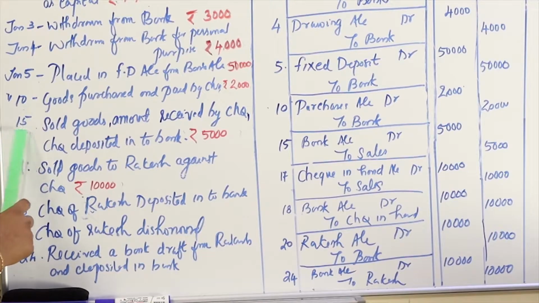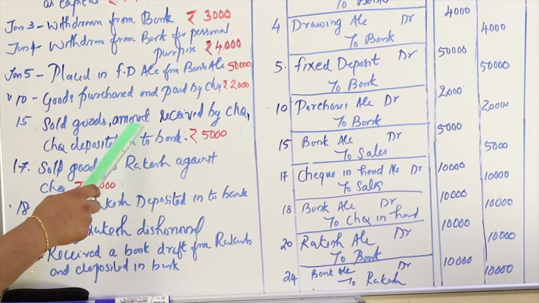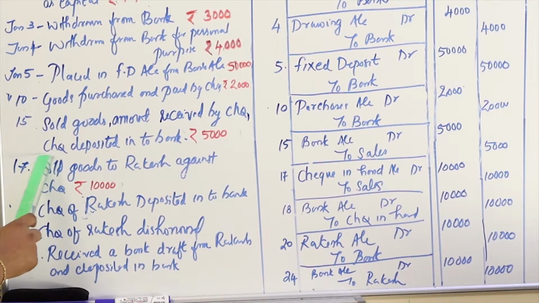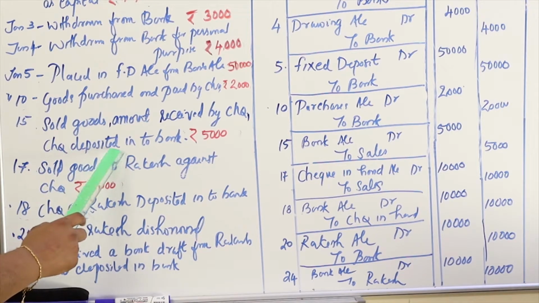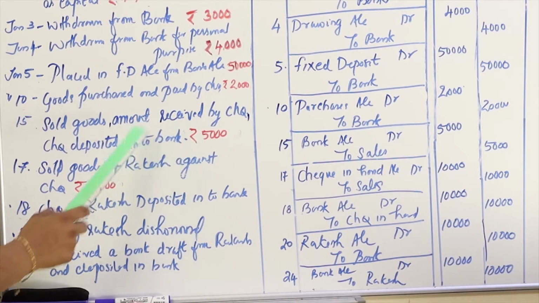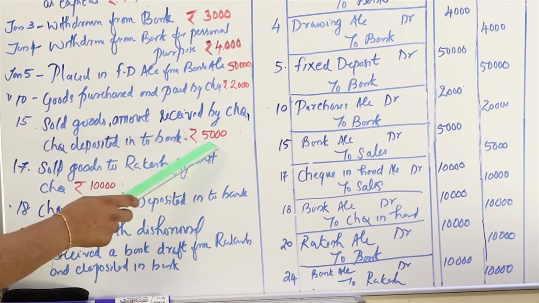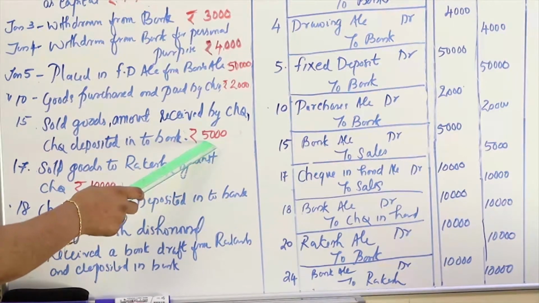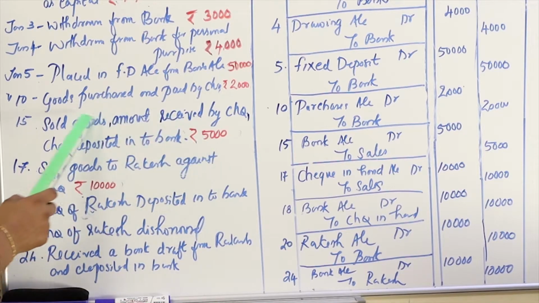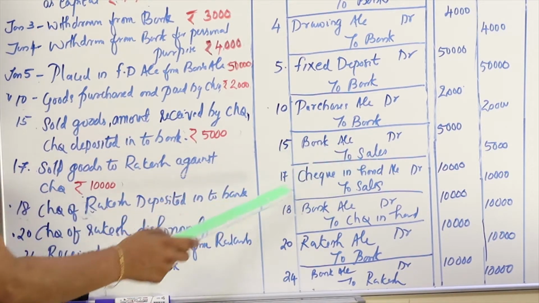Then 15th, sold goods. Amount received by check. Check deposited into bank. So we sold goods and we got a check for that and we deposited the same day into bank. So that means your bank is increasing, you are depositing check. So your bank is increasing. Okay, so bank account debit to sales.